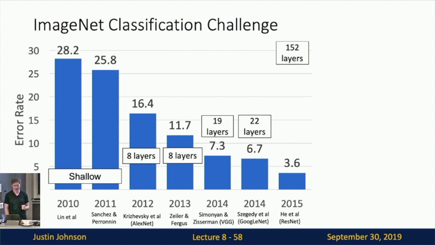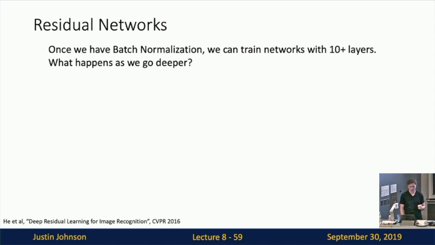And here you can see something amazing happen. The number of layers jumped in one year from 22 all the way up to 152. So this was a very important innovation in the history of neural network architecture design. You can also see that the error dropped dramatically again, from 6.7 almost halved down to 3.6. So ResNets were a very important moment in neural network architecture design.